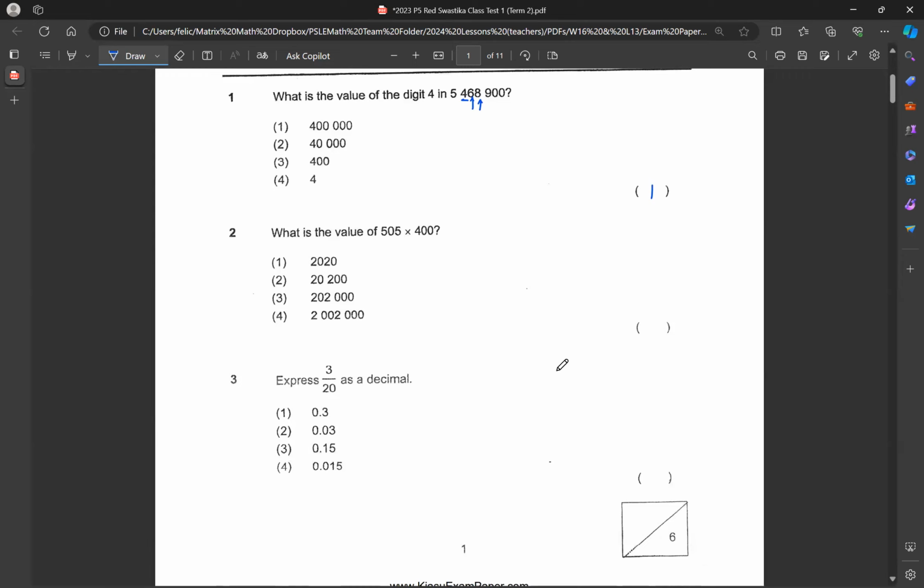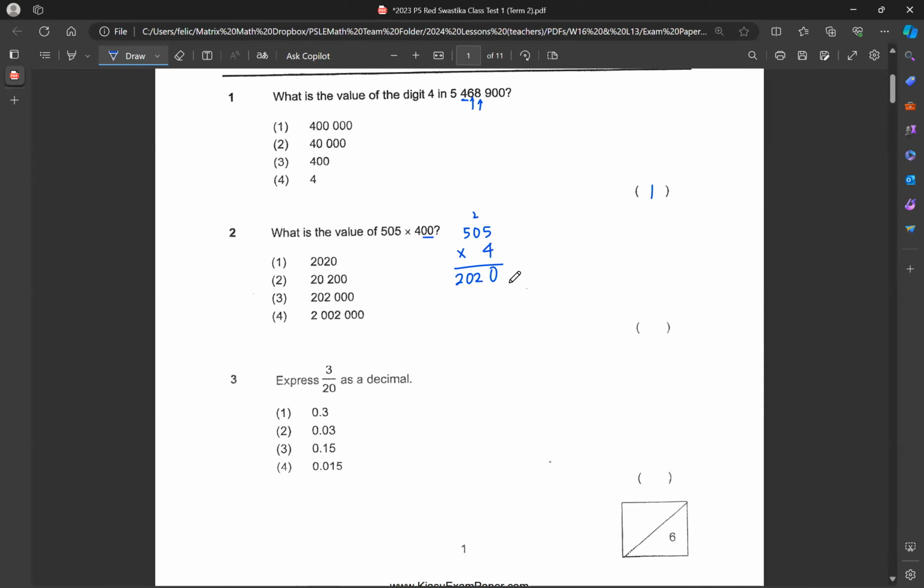Okay, question 2, 505 times 400. So to do this without the calculator, you can ignore these two zeros first. Okay, you can settle 505 times 4 first. Okay, so if you do the calculation, you realize that this gives us 2020. So these two, the last two zeros in the 400, you just need to place it back here.